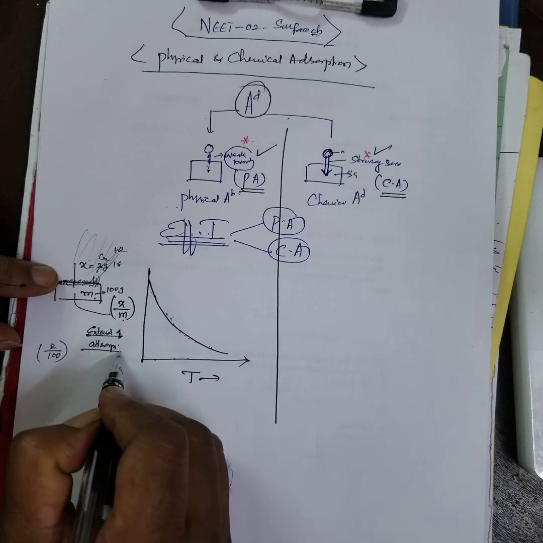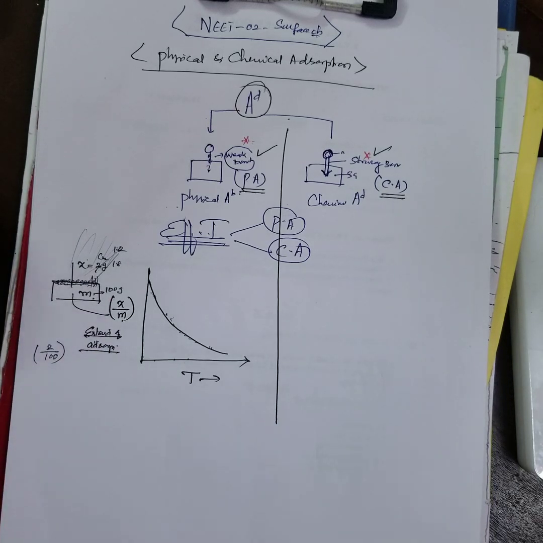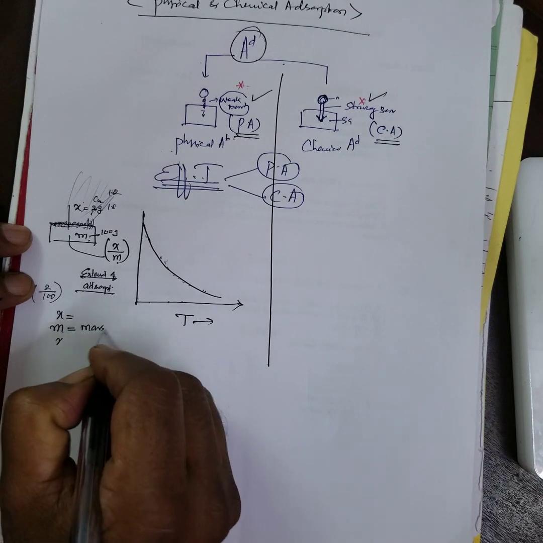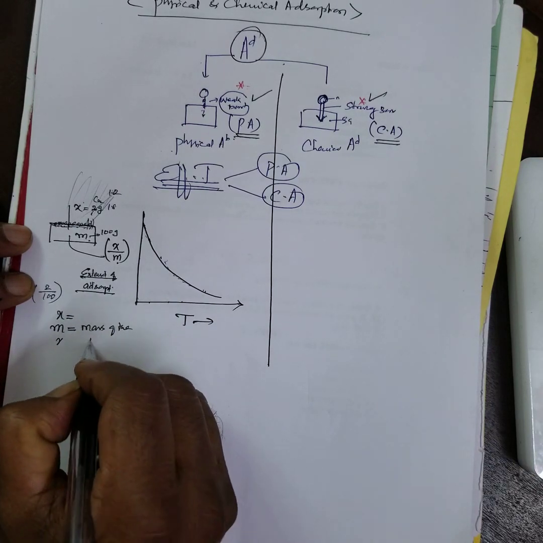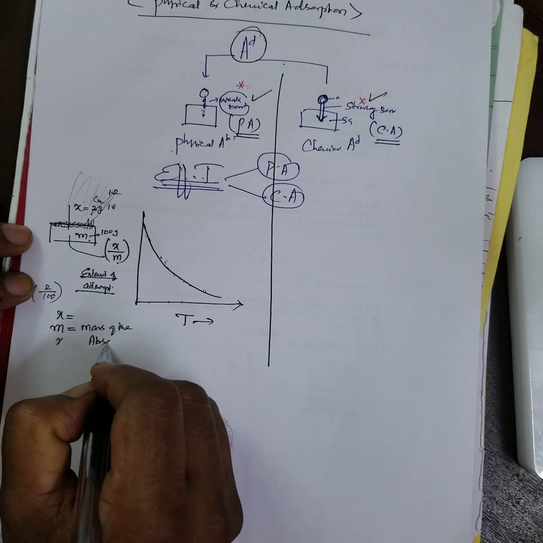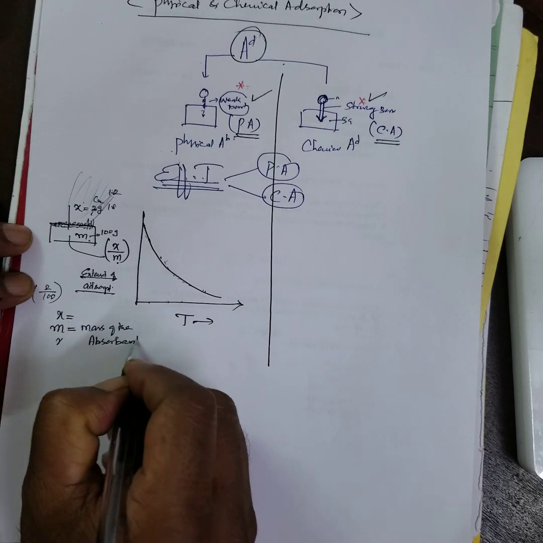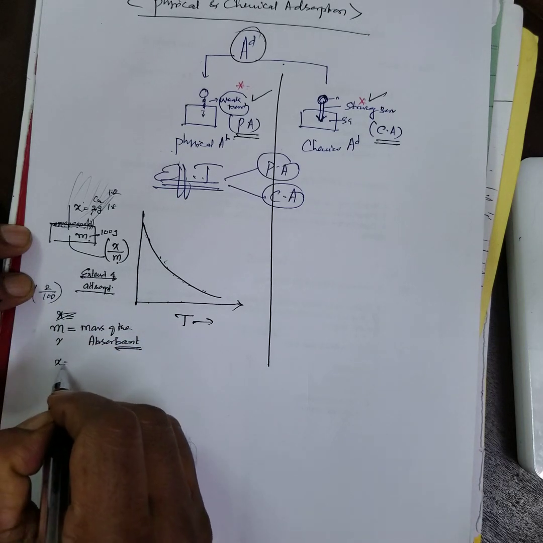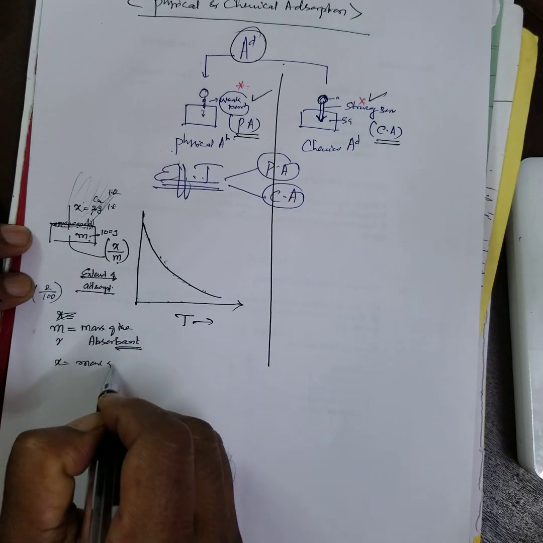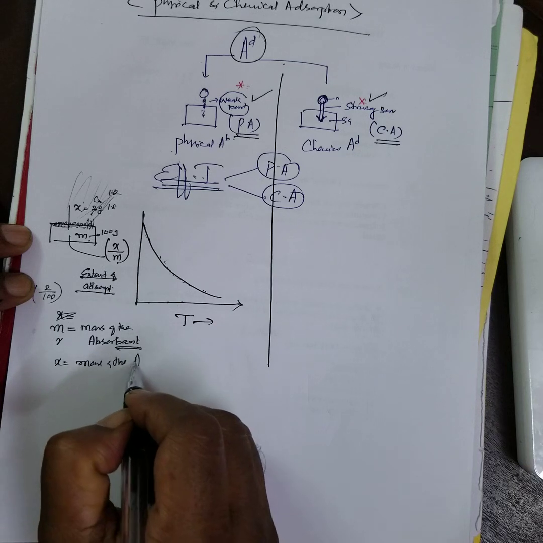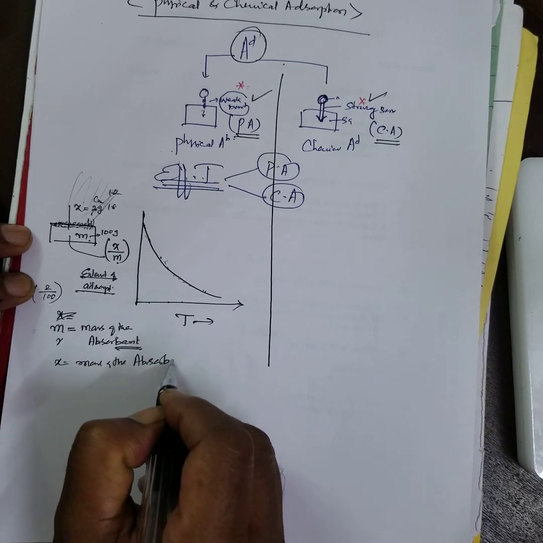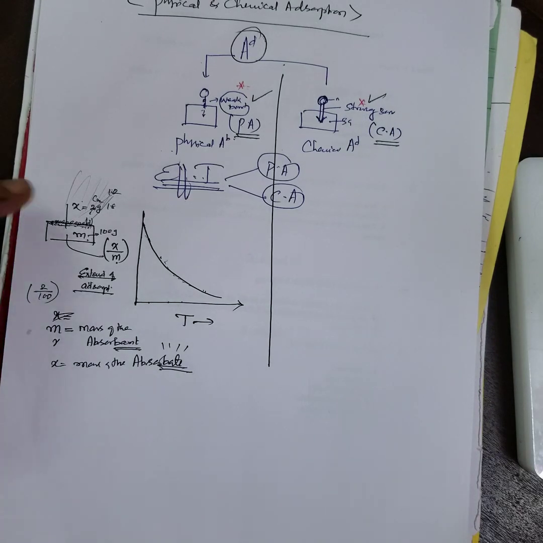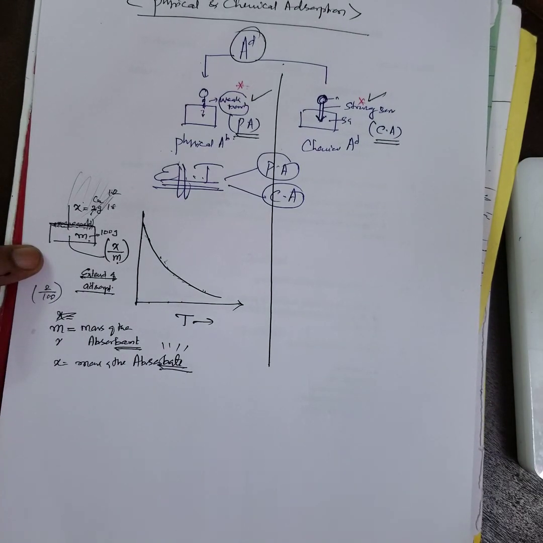It's called the extent of adsorption. This is a measure of the extent of adsorption. This is the mass of the adsorbent. Okay. This x is what? The mass of the adsorbate. See, the technical words are important. Which is the adsorbent? Which is the adsorbate?